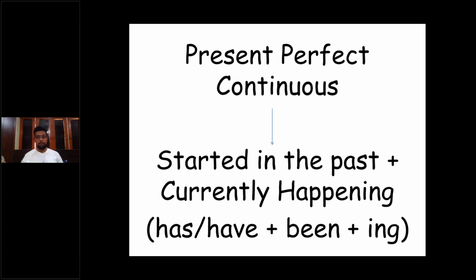I repeat once again. The first form of the verb, it is simple present. Third form of verb plus has, have, then it is present perfect. And has, have plus been plus ing, then it is the present perfect continuous.